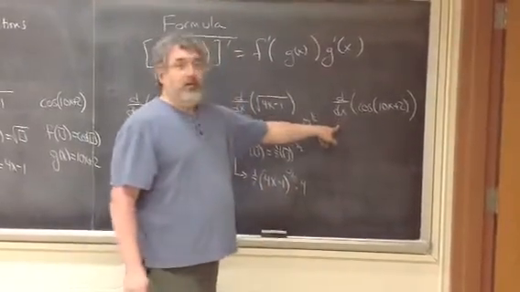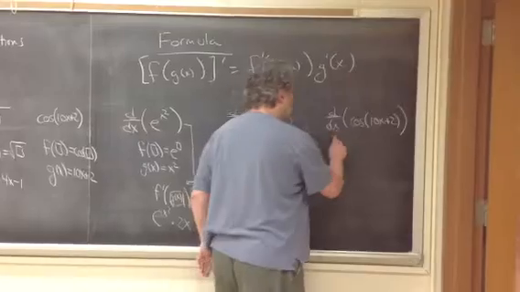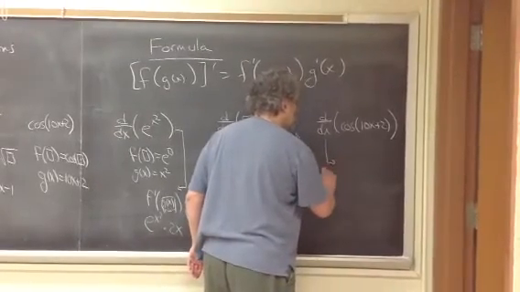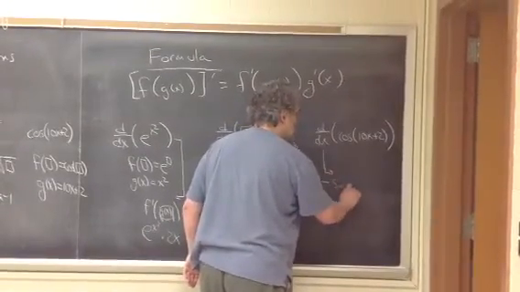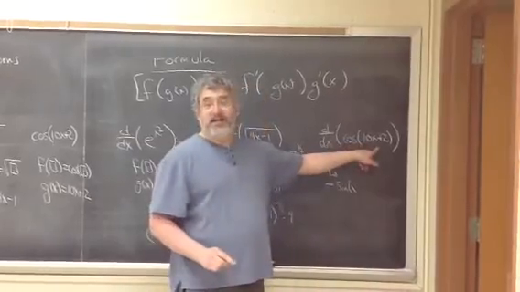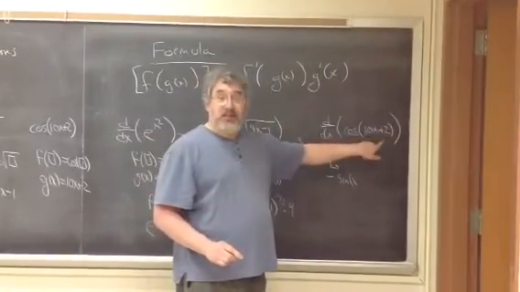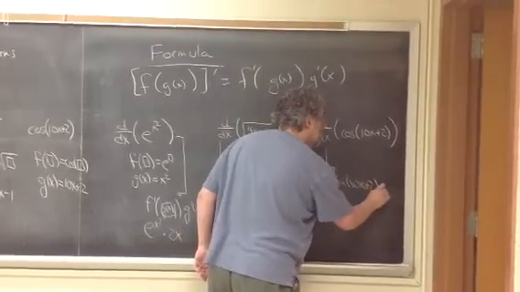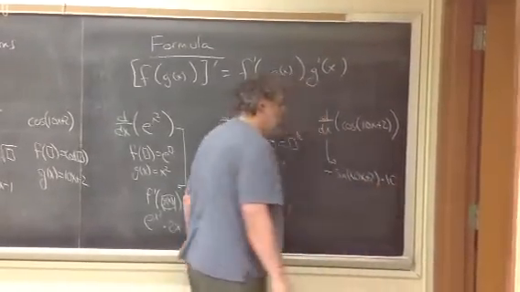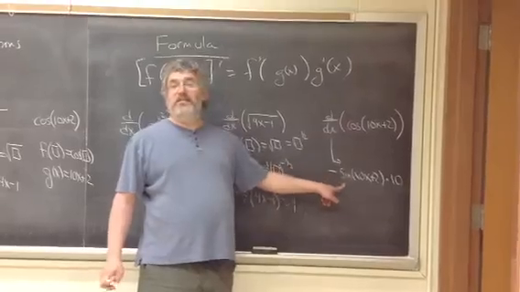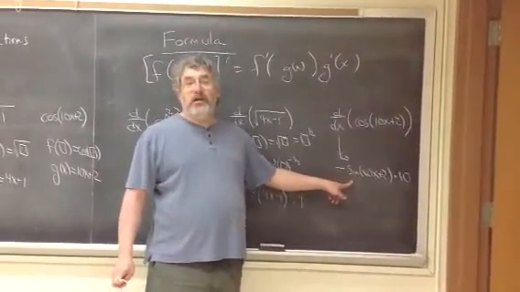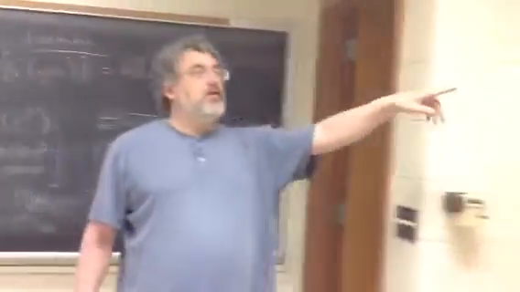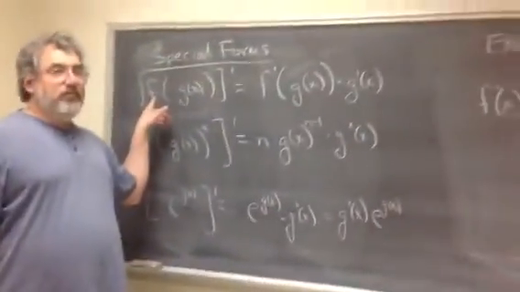And then this one, I'll just do it quickly. The derivative here is going to be minus the sine of x, minus the sine of the inside. I said sine of x, and it's not. It's the sine of the inside, times the derivative of the inside. There you have it. This is how you use the formula. Now, let's take a look at some specific ways it's used.